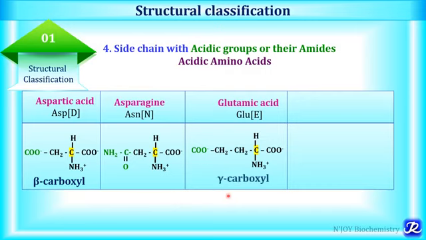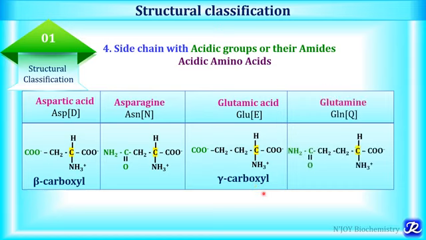Glutamic acid. In glutamic acid, the second carboxylic group is attached to the gamma carbon atom. This is alpha, beta and gamma. So this is a gamma carboxylic group containing amino acid. This is glutamic acid. This is glutamine, which is the amide of glutamic acid. So there are 4 examples of amino acids having acidic groups in their structure and their amides.